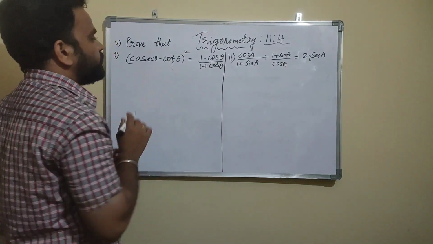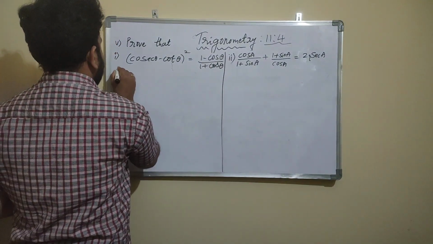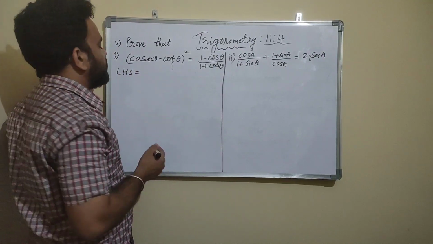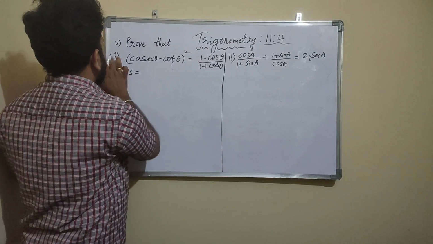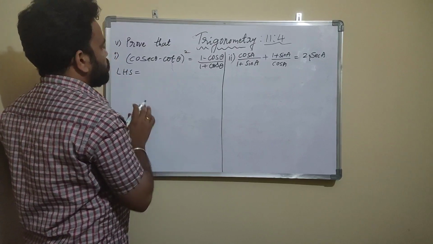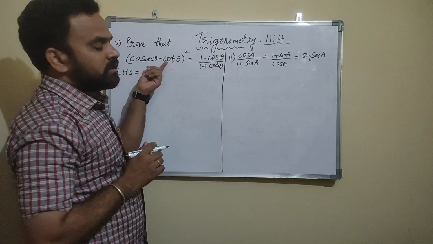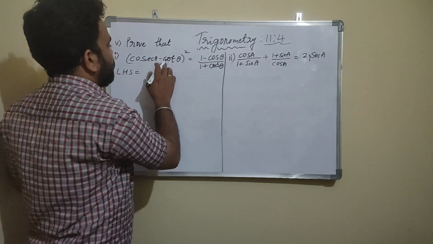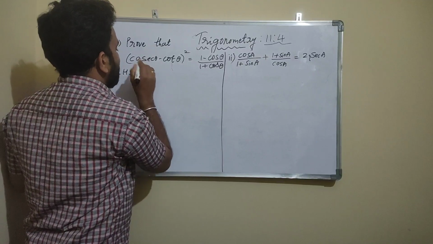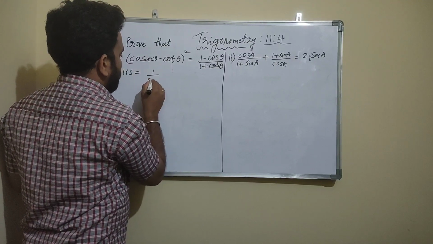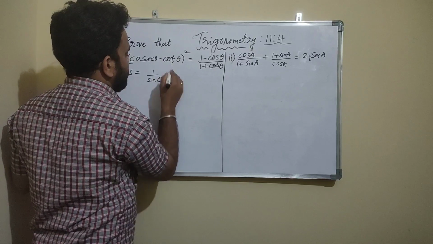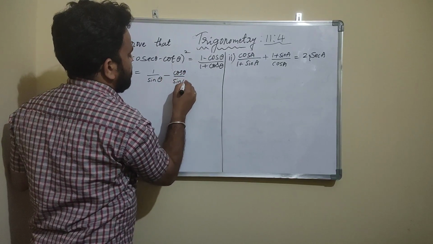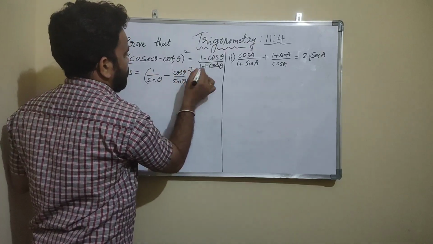So in this prove that and show that questions, what we need to do is we need to first consider its LHS and we need to prove RHS, and in some questions we can go for solving it with LHS separately and RHS separately, right? So what I will do here, I will use the corresponding reciprocal formulas for cosec and the sine by cos and cos by sine formula for cot. So cosec can be written as 1 by sine theta minus this can be written as cos theta by sine theta, whole square, right?